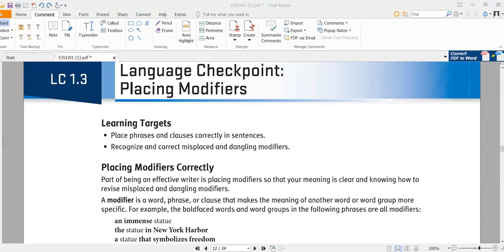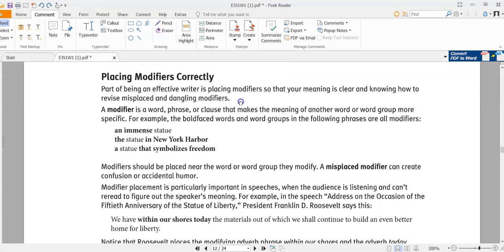Today we're going to go over English 3 Semester 1, Week 1, Activity LC1.3, Language Checkpoint, Placing Modifiers. Our learning targets for this assignment are to place phrases and clauses correctly in sentences and to recognize and correct misplaced or dangling modifiers. So placing your modifiers correctly. Part of being an effective writer is placing modifiers so that your meaning is clear and knowing how to revise misplaced or dangling modifiers.